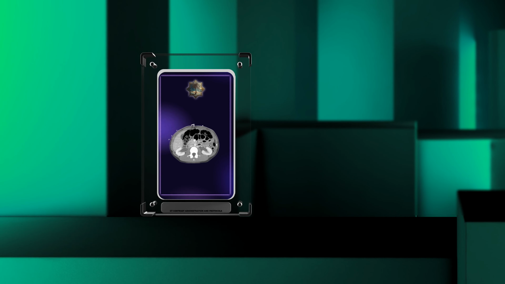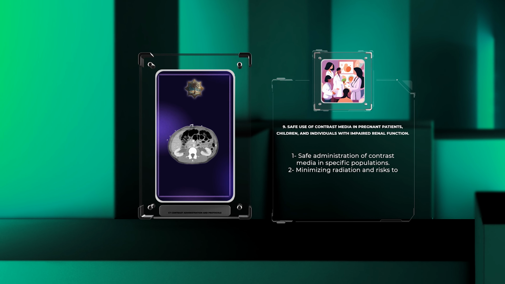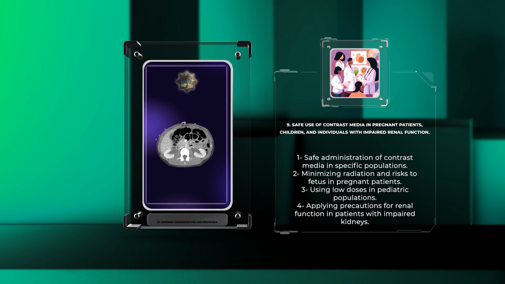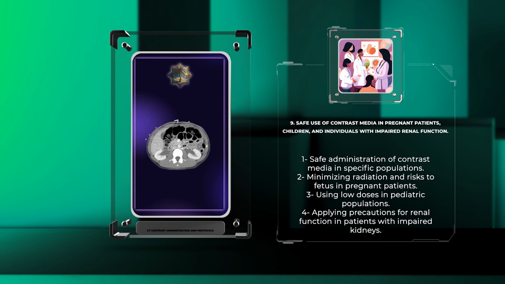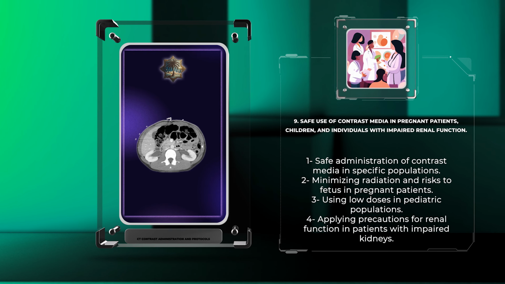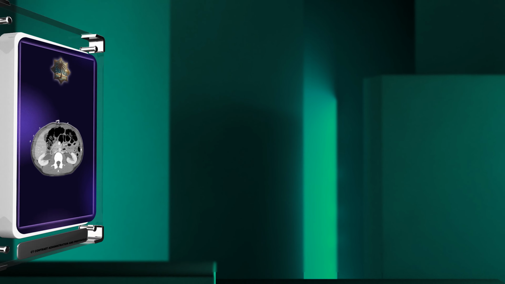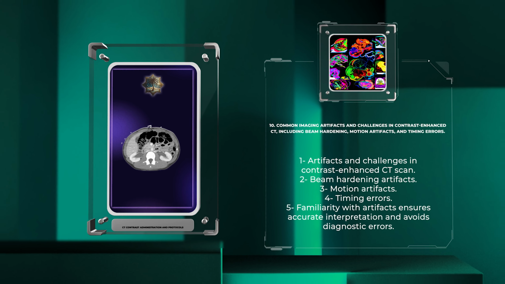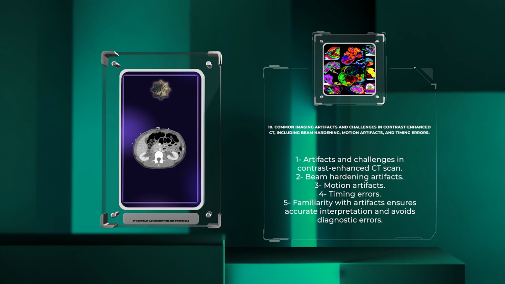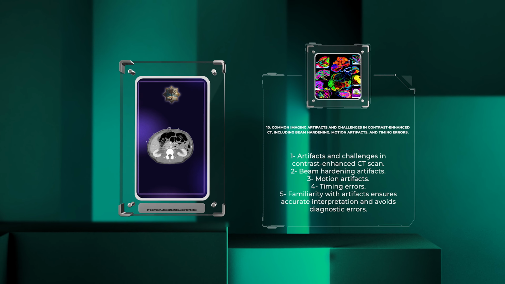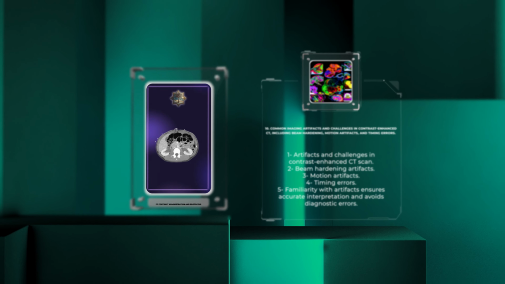To summarize, safe administration of contrast media in pregnant patients, children, and individuals with impaired renal function requires minimizing radiation and risks to the fetus, using low doses in pediatric populations, and applying precautions for renal function in patients with impaired kidneys. During a contrast-enhanced CT scan, several artifacts and challenges can affect image quality. Beam hardening artifacts, motion artifacts, and timing errors are common. Radiologists should be familiar with these artifacts to ensure accurate interpretation and avoid diagnostic errors.